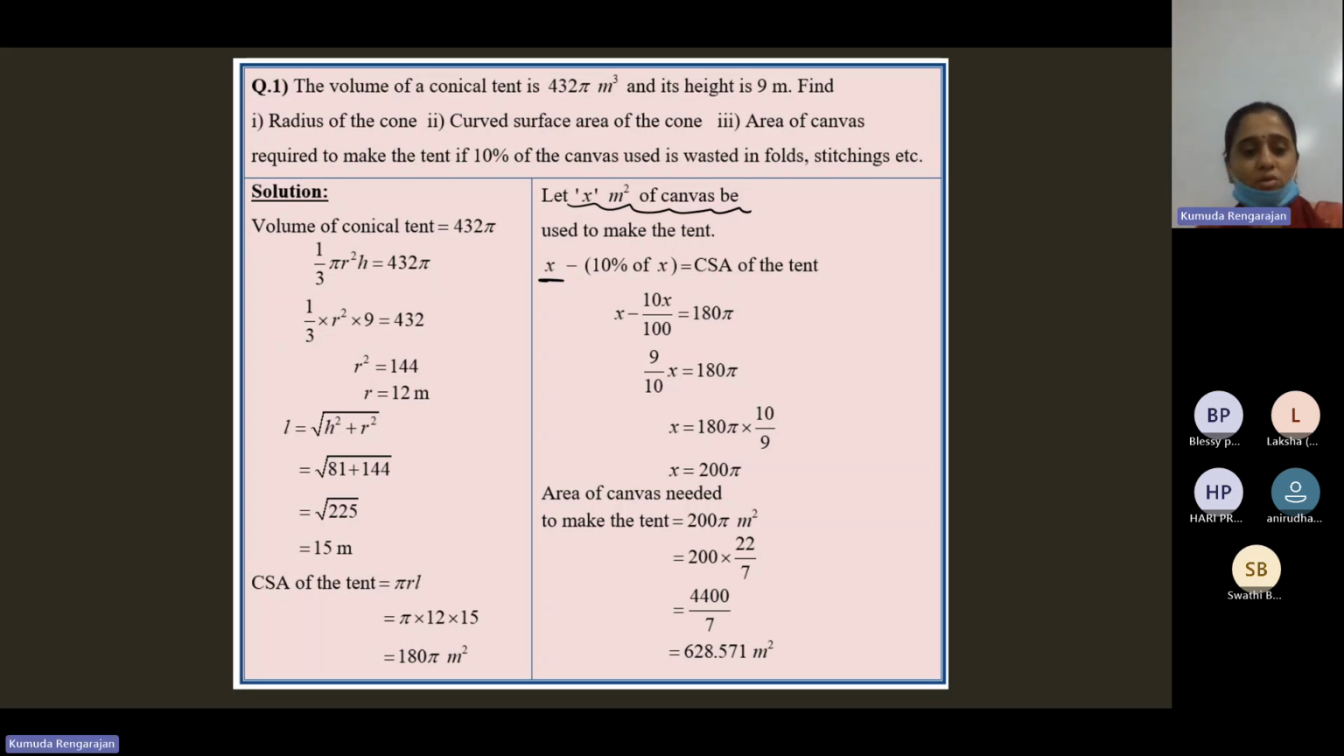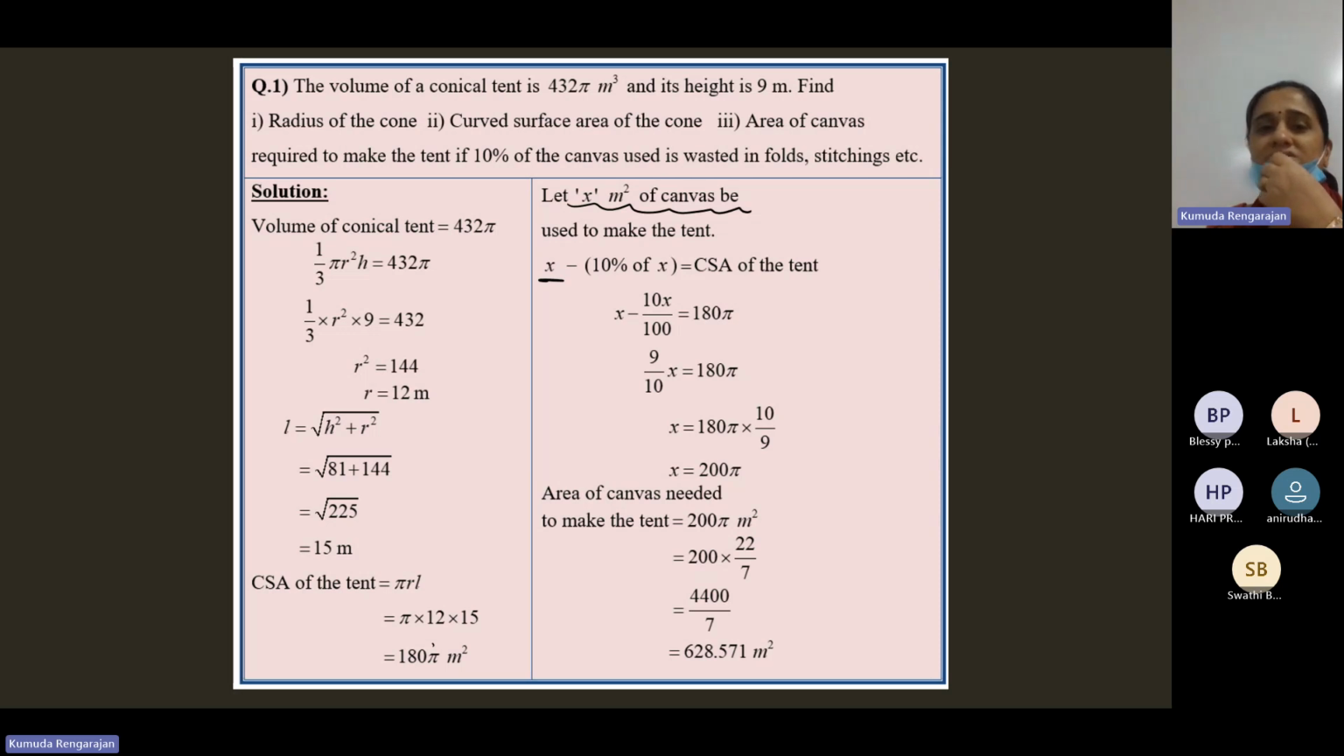So when you buy X meter square of cloth and start making the tent, 10% of that X which you purchase is wasted. The remaining is used. The remaining used material, where is it now? It is in the curved surface area of the tent.